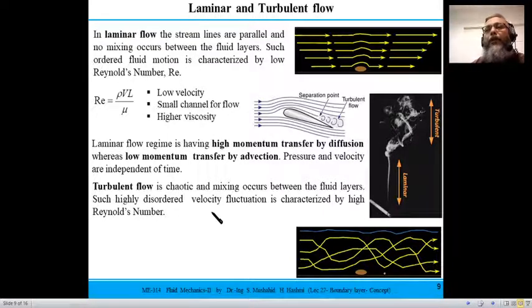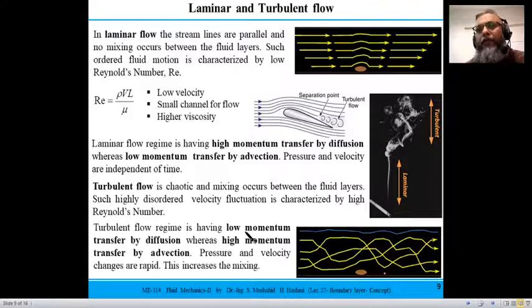So we define turbulent flow as a chaotic flow where mixing of the fluid layers occurs and velocity is fluctuating. Since laminar flow has a low Reynolds number, correspondingly turbulent flow would have a high Reynolds number. Opposite to laminar flow, where you have high momentum transfer by diffusion at a microscopic level, here you have low momentum transfer by diffusion, whereas you have high momentum transfer at a bulk level, at a macroscopic level.